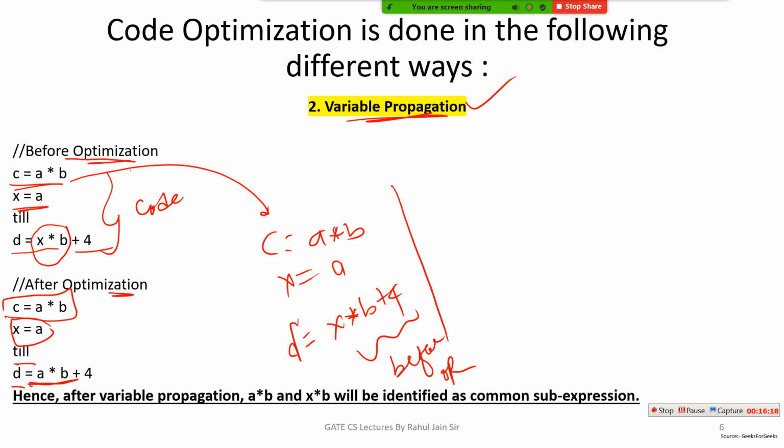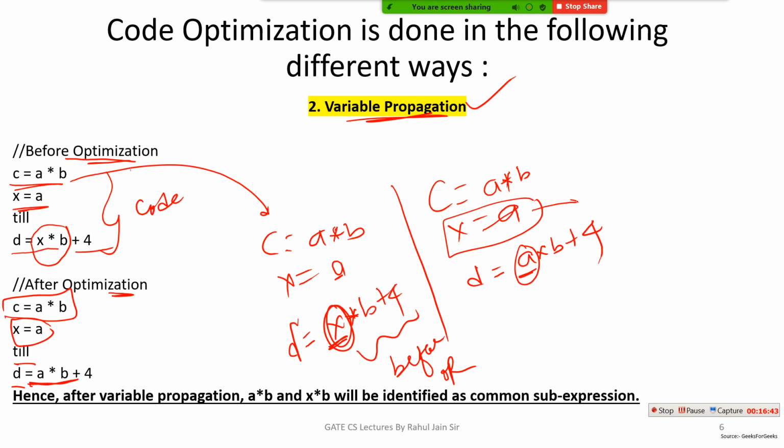After optimization, c equals a into b and x equals a would be there, so d equals a into b plus 4 would be there. In place of this x, they have replaced it with the value of a. So this x is replaced with the value of a, and this x equals a will now be considered a dead statement.